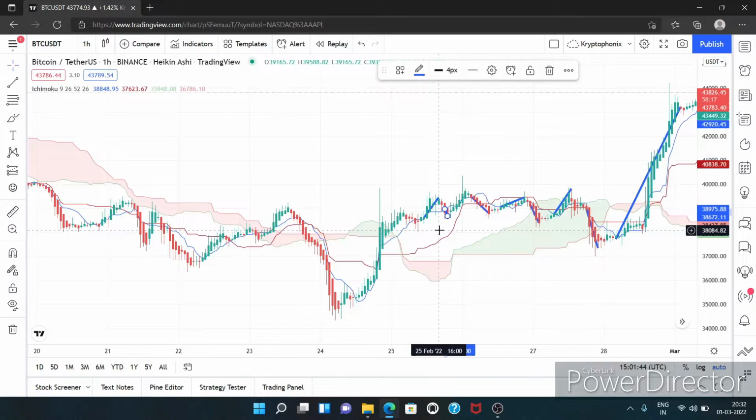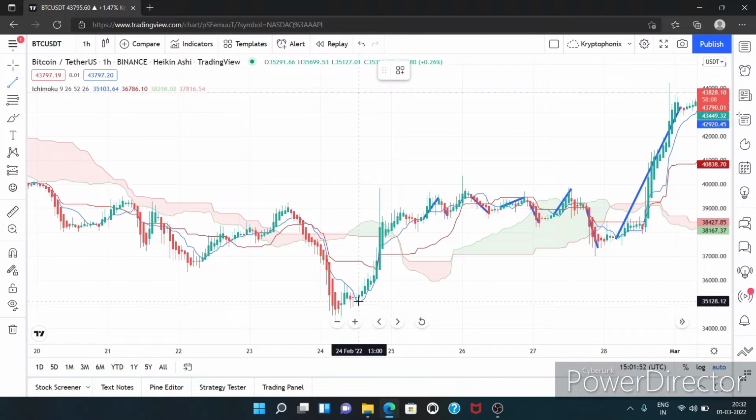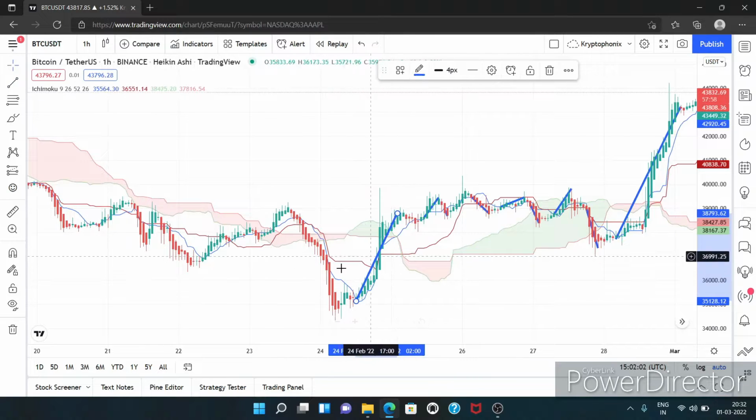What we need to do is keep booking profits. This is a very good strategy which will be giving us regular profits. This right over here, a close above the blue line, signal to buy, result up move. No candle has given a close below the blue line.